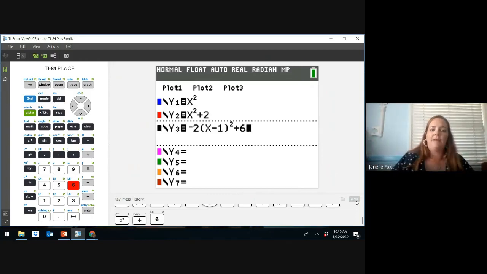I'm going to make sure that I'm in the right window, because for zooming, sometimes weird things happen, or the last time you used your calculator was some crazy window. So if I'm doing it for the first time, I like to find the zoom button.